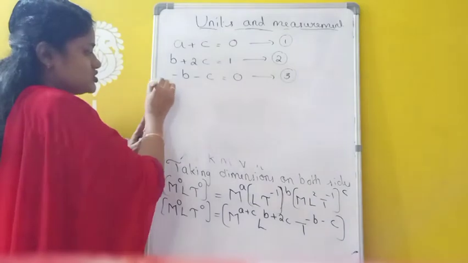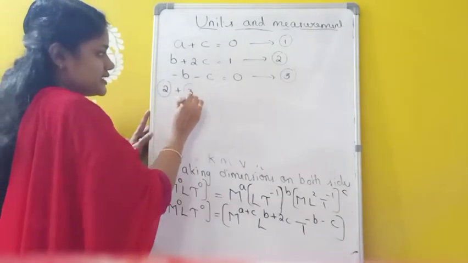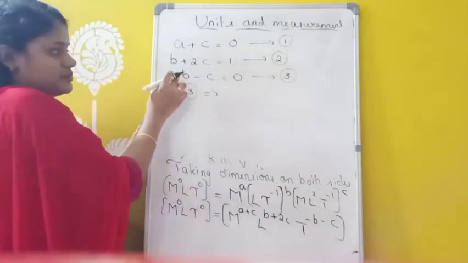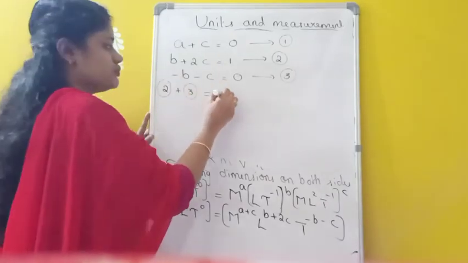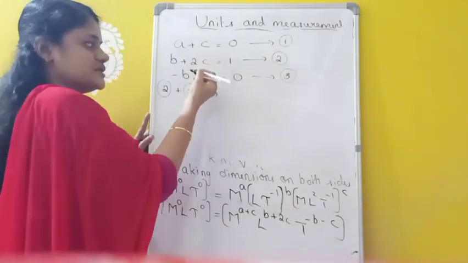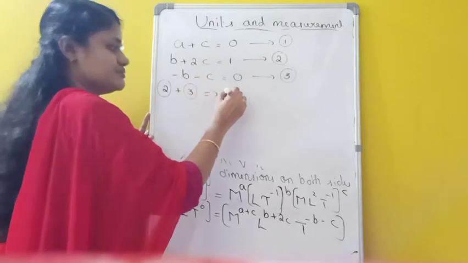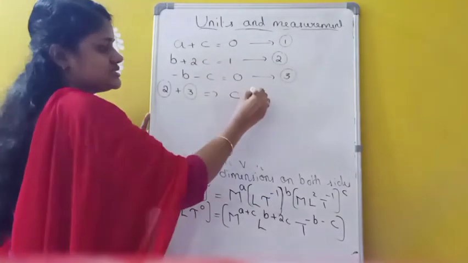That means I am adding this 2 and 3. So 2 plus 3 gives here b plus minus b. What is the answer? 0. So here it becomes 0. Then 2c plus minus c. That means 2c minus c is simply c. C equals 1 plus 0 is 1.